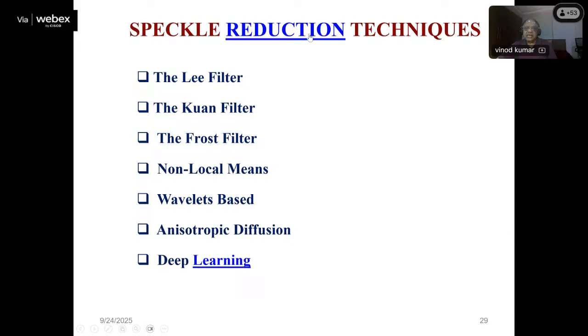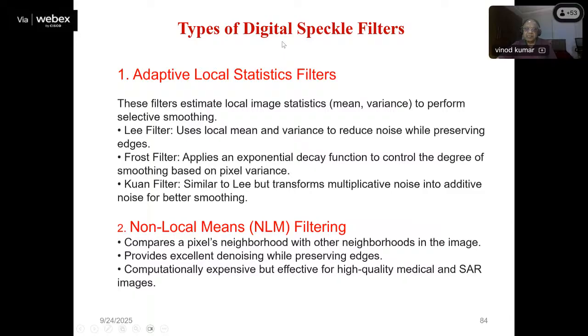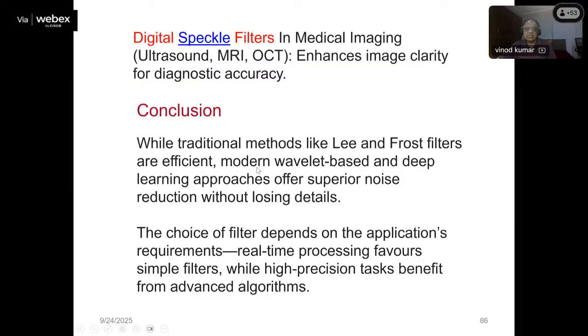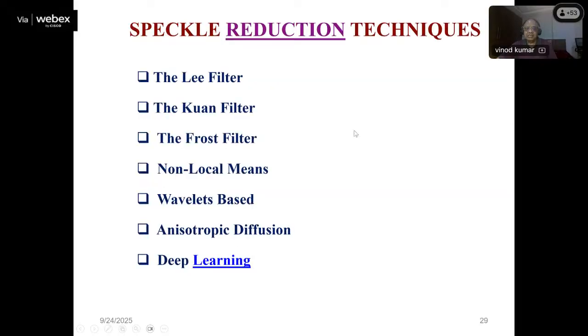Now, there are certain techniques in the case of digital speckle filters. Those who have gone through a DIP course, digital image processing, must have studied the adaptive local statistical filter, the non-local means filter. There are many types of such filters. So you have to study these filters. Then depending upon your research problem, you have to select a particular filter. So this is again a research problem.